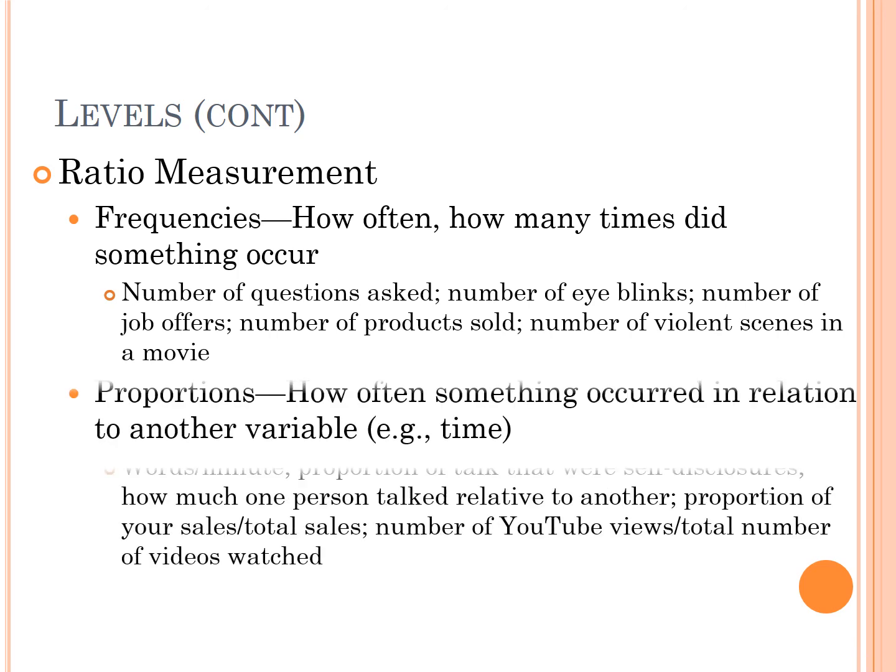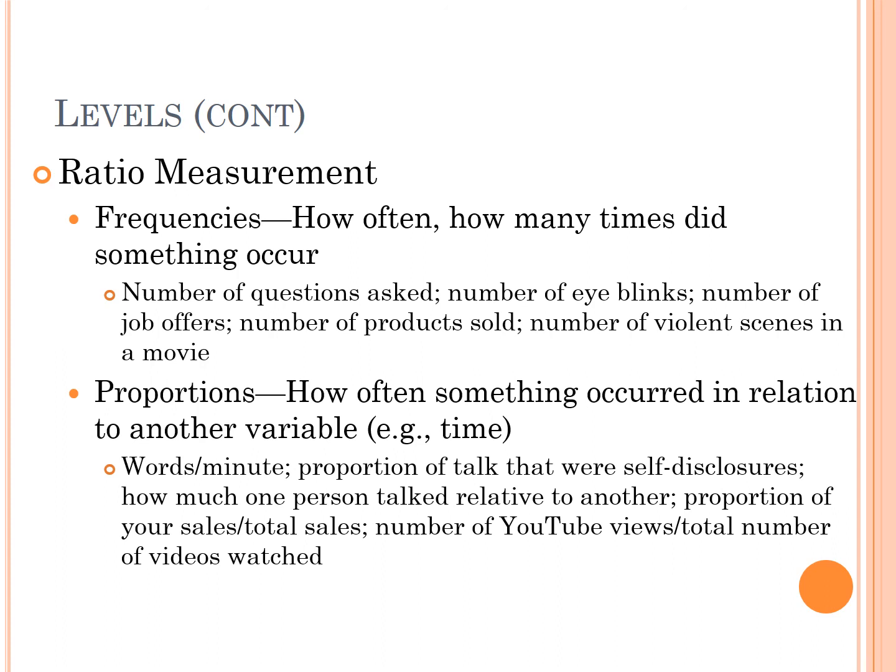All right, so those are frequencies, but you also have proportions that fall under here. And that's how often something occurred in relation to another variable. It could be time, or it could be another measure, for example, another behavior. So it could be things like words per minute, proportion of the conversation that was in the form of a self-disclosure, how much I talked relative to you during our conversation, or proportion of sales by a person relative to the total number of sales by the company.